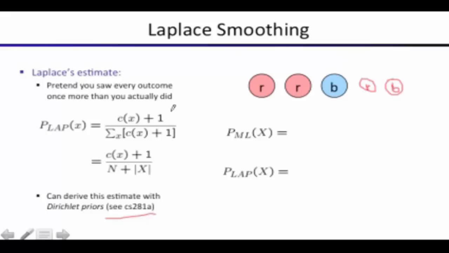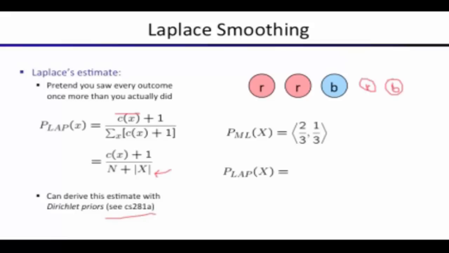So what that works out to mathematically is this. This is the count of a particular outcome, and we're just going to add 1 to it. When you sum through like this, that just simplifies to this, because the total number of counts sums up to n by definition. And then you have a +1 for every possible outcome, so we've got n plus the number of x.